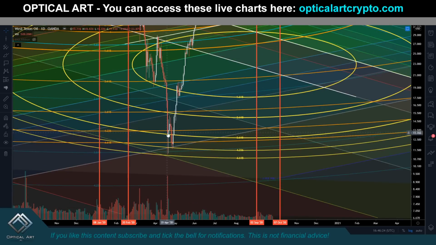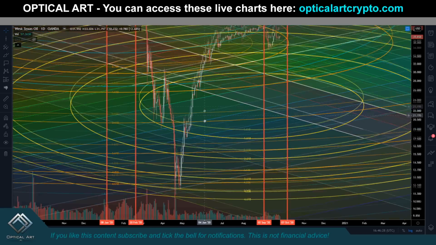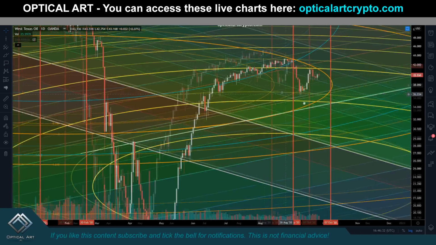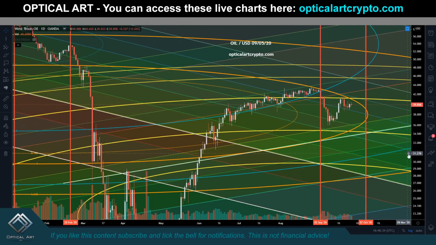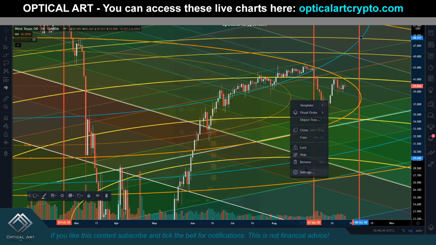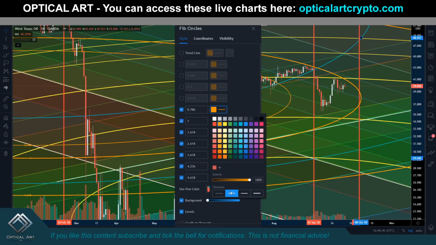Then we dropped down here, respecting all of these orange and yellow fib circles, came up as resistance, found support on this orange one. So if I zoom in here, and if you follow me and understand how these fib circles work, when you're respecting a fib circle, as you can clearly see, we're respecting this orange fib circle. Let me make this one a little brighter here.